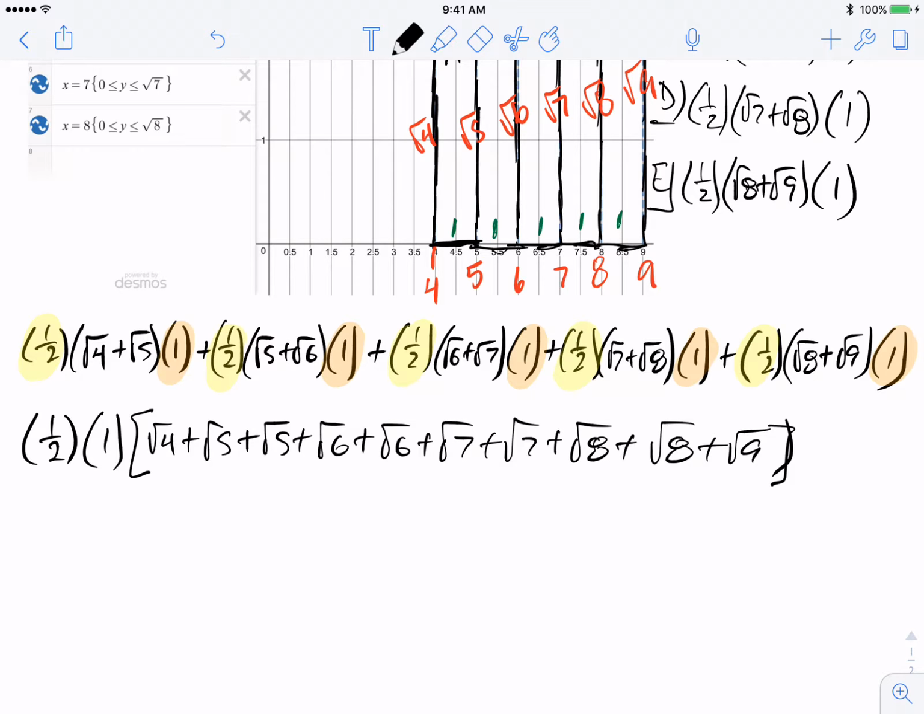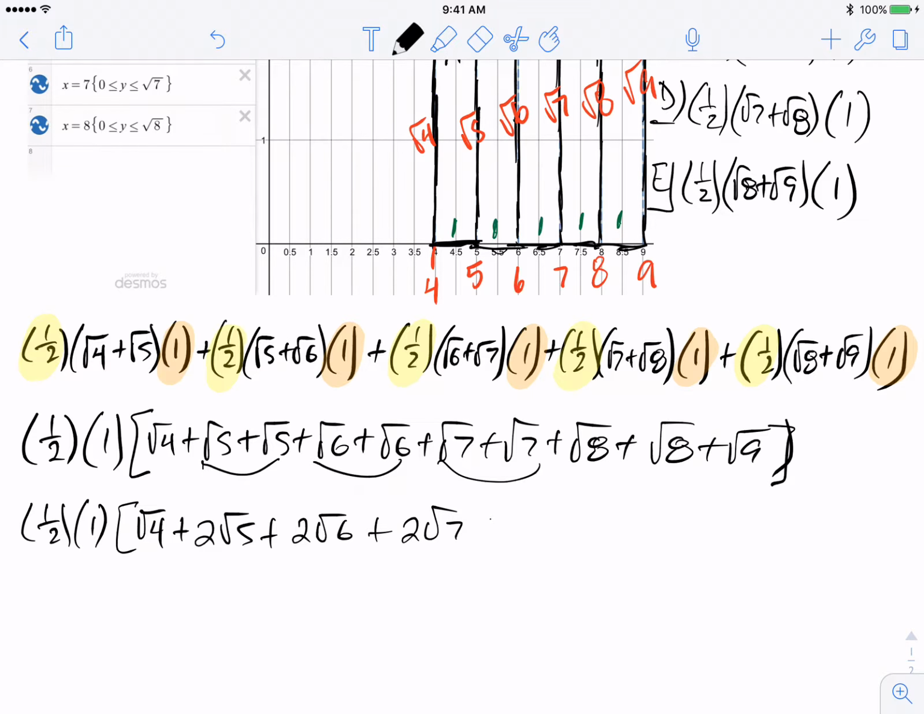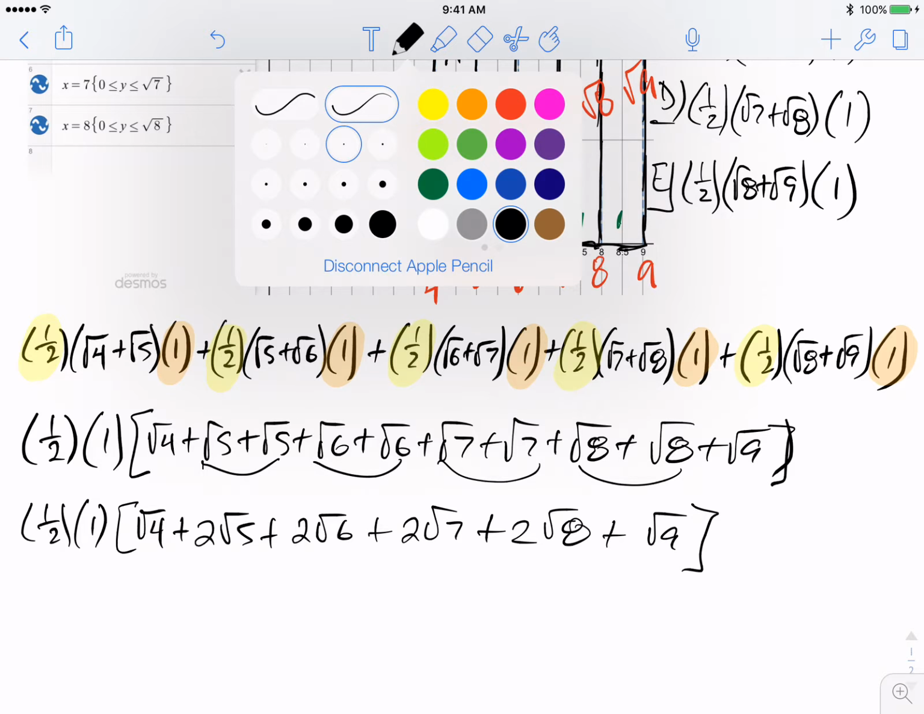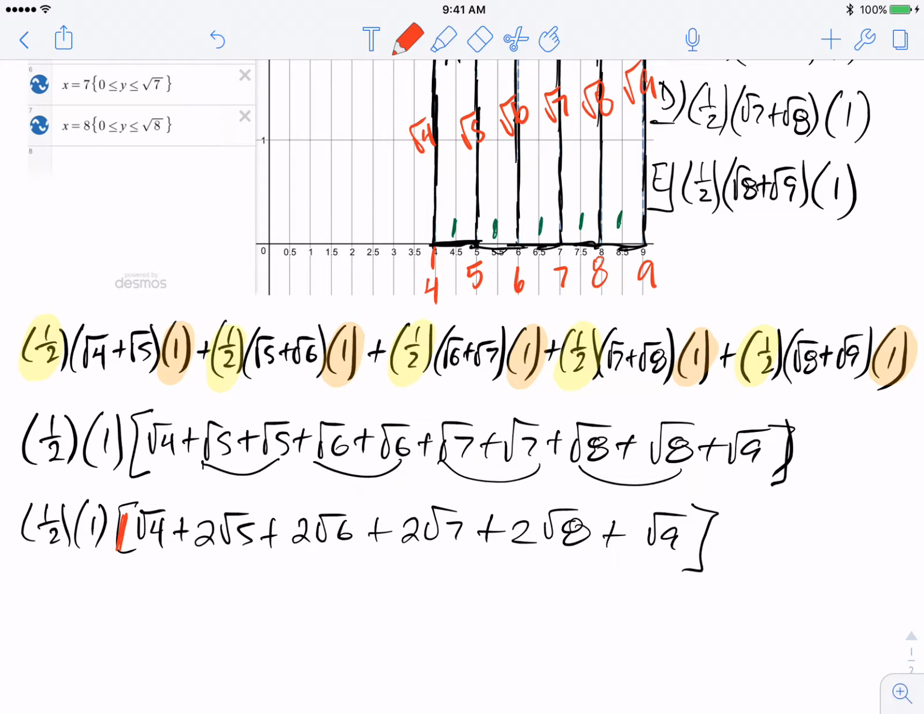Now one thing I want you to notice is that within these parentheses, I have 1 root 4, but I have 2 root 5s. I have 2 root 6s. I have 2 root 7s. I have 2 root 8s. And then I have 1 root 9. And I'm actually going to put all of these in red, because we're going to start to see a pattern. Do you see how it goes 1, 2, 2, 2, 2, 1?